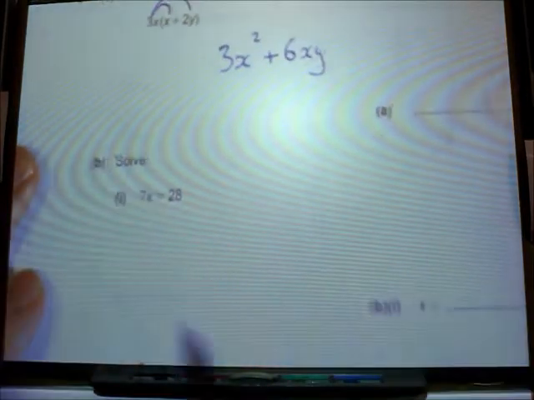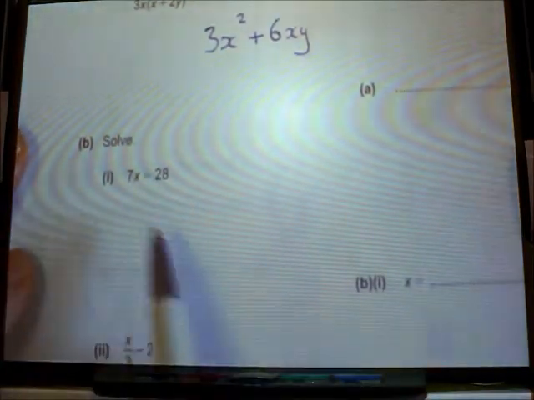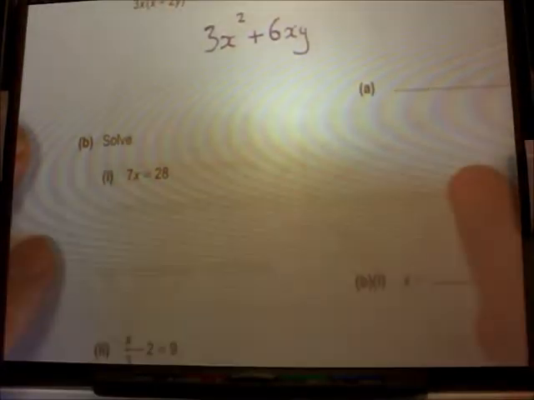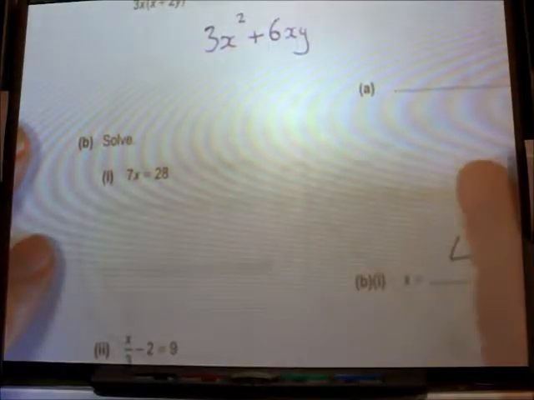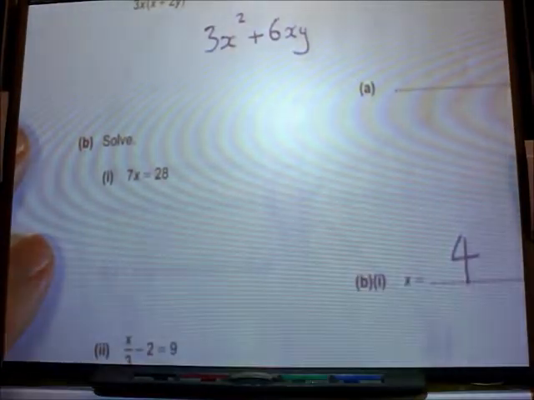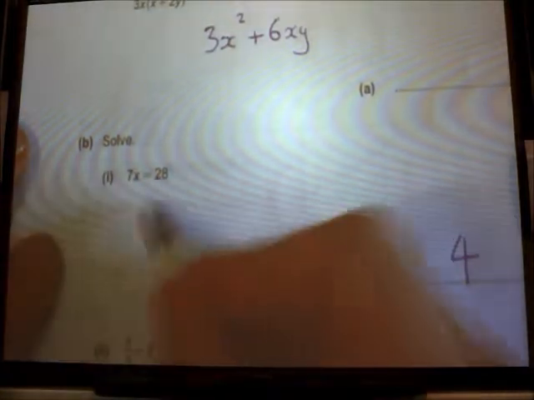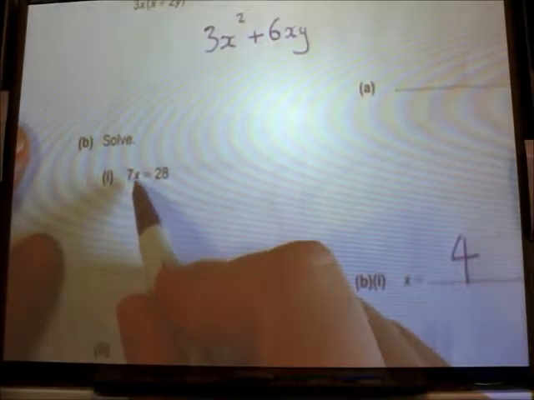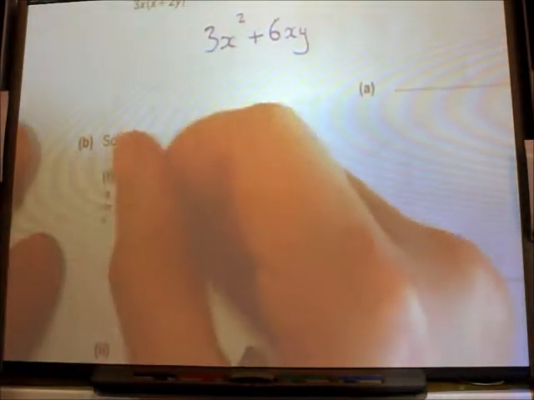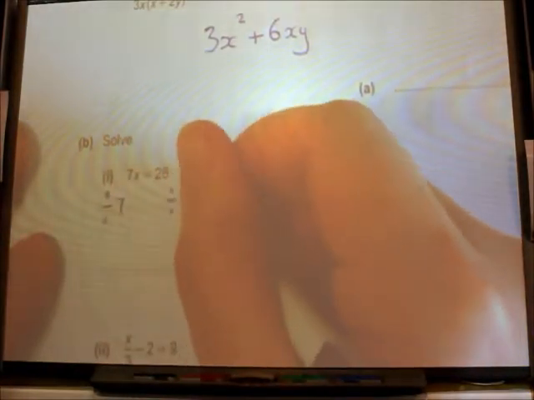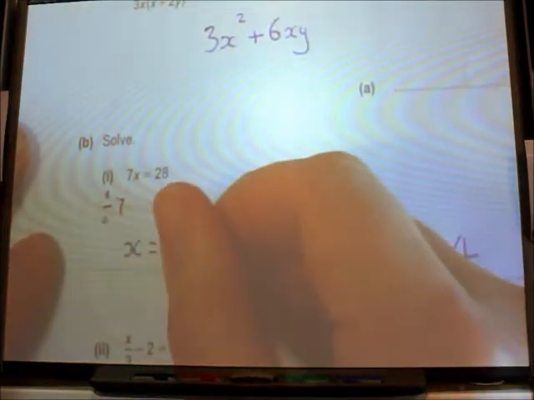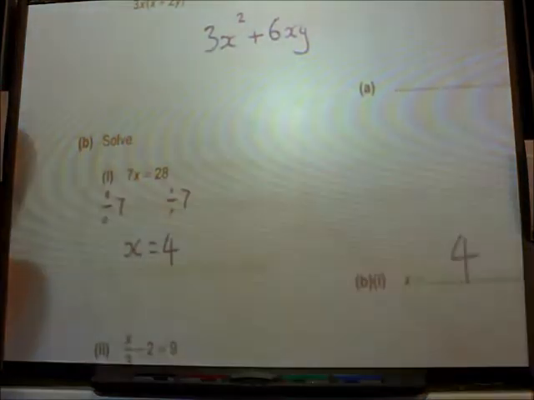The next one, solve. You get only 1 mark for this. 7x is 28. I think an awful lot of you will look at that, and you're good at your times tables, and you'll realise 7 times 4 is 28, so 4 is the answer. If you want to do it the proper way, and this is how we normally solve equations, you need to get the x on its own. How do you undo a times by 7? You divide both sides by 7. You don't have to show this if you don't want to, but you can do. So x equals 28 divided by 7, which is 4. So the answer is x equals 4.